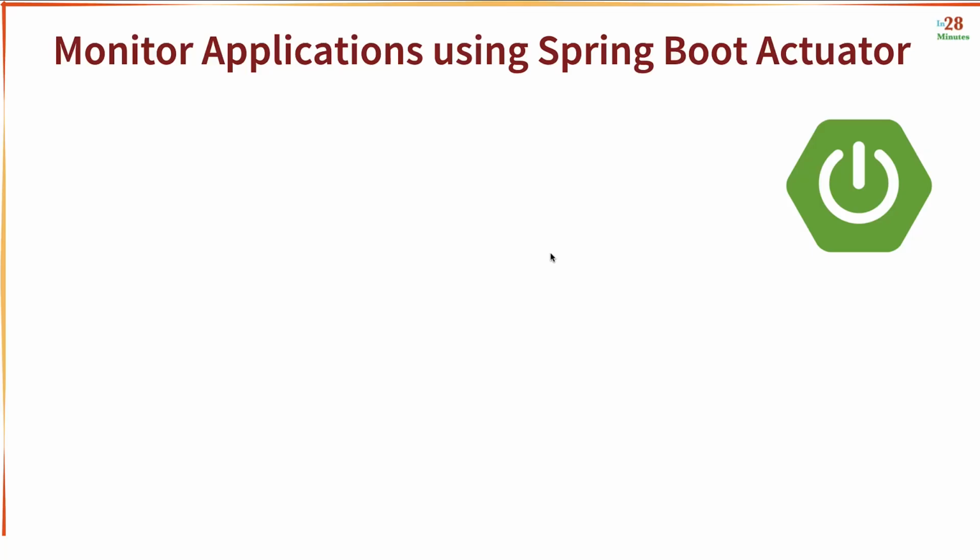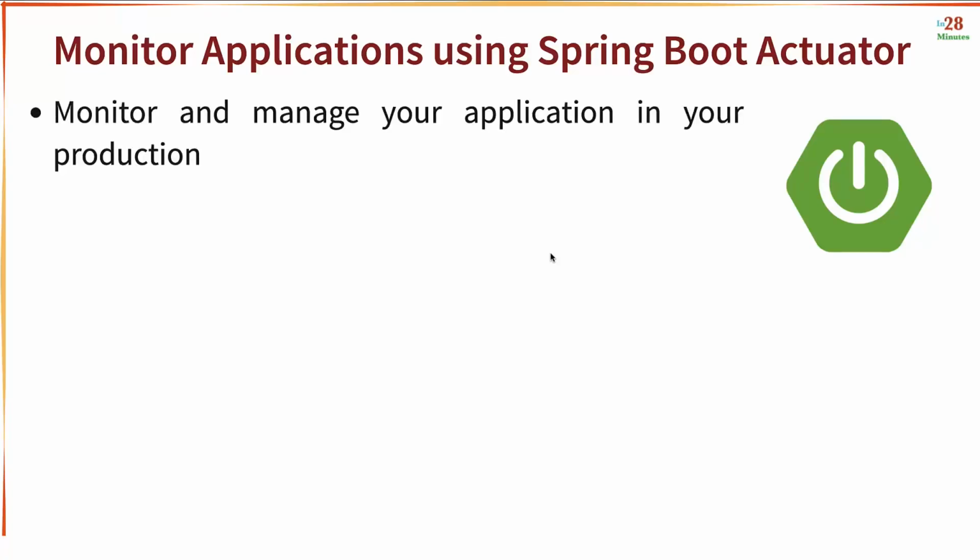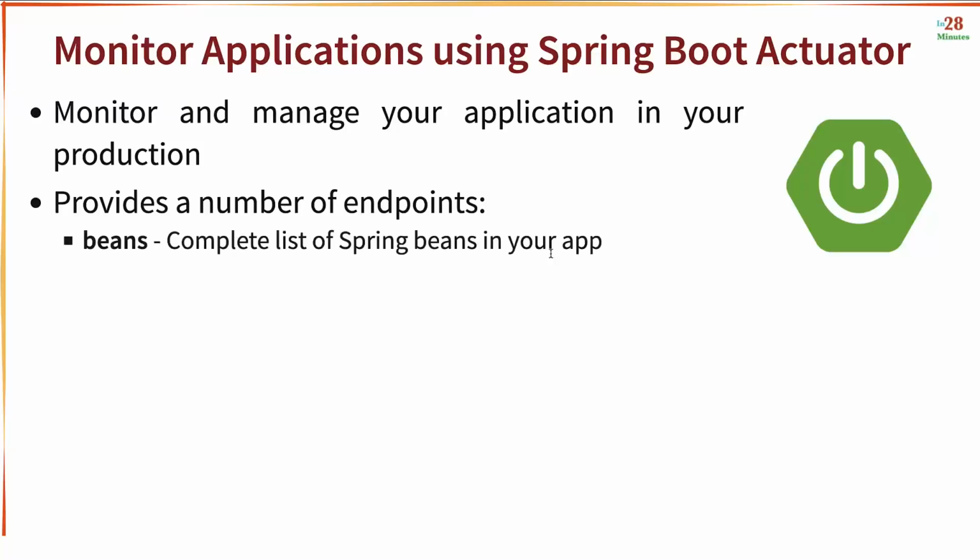In this step, we'll look at another important feature of a production-ready application, monitoring. You'd want to be able to look at what's happening in the background with your application. The Spring Boot feature which enables you to do that is Spring Boot Actuator. It helps you to monitor and manage your application in production. Spring Boot Actuator provides you with a number of endpoints.